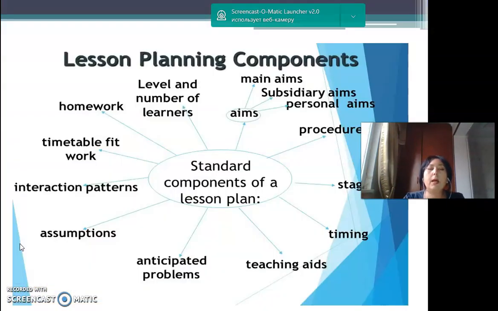In this slide, I would like to reveal some standard components of a lesson plan. They are homework, level and number of learners, aims (main aims, subsidiary, personal), procedures, stages, timing, teaching aids, anticipated problems, assumptions, interaction patterns, timetable fit, and work.